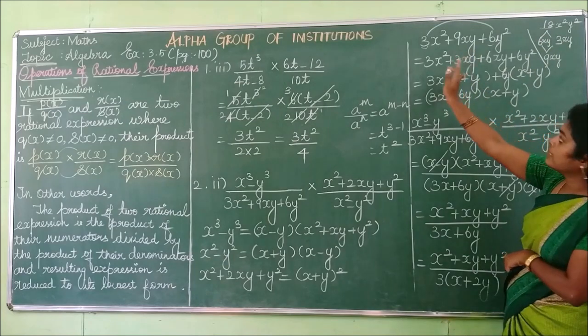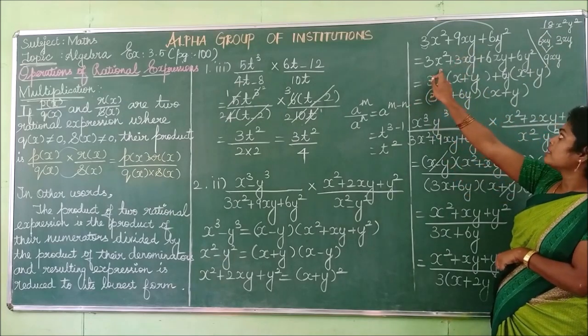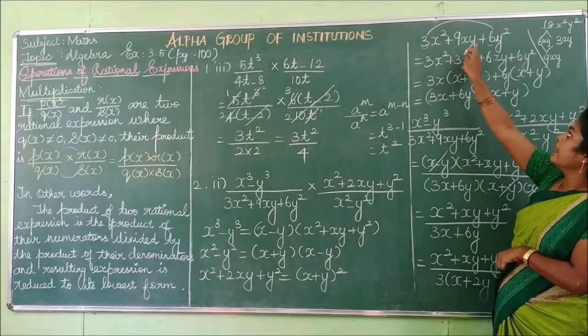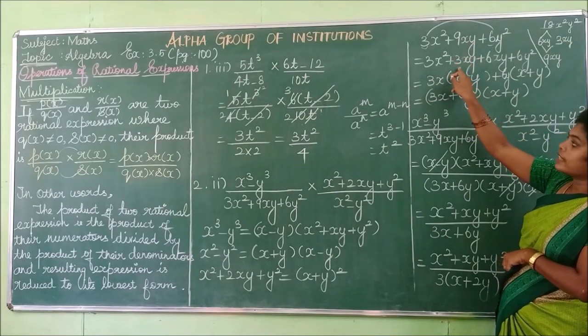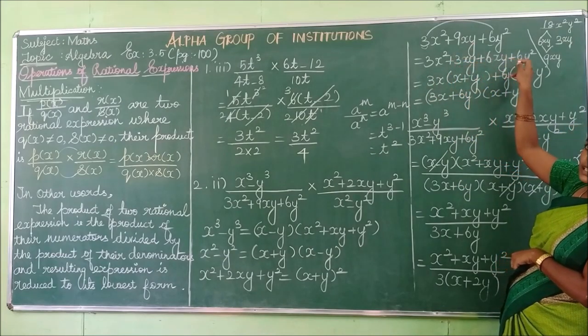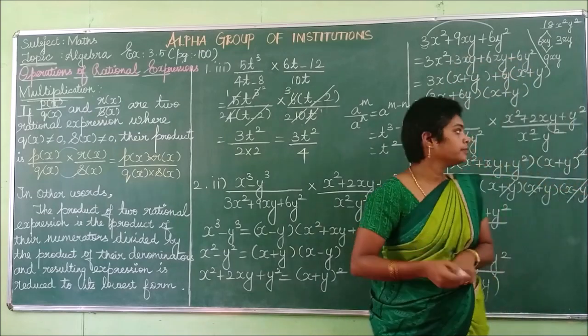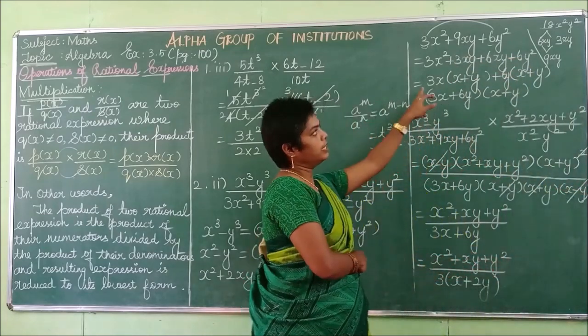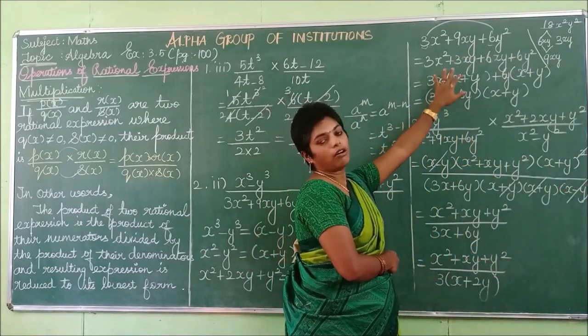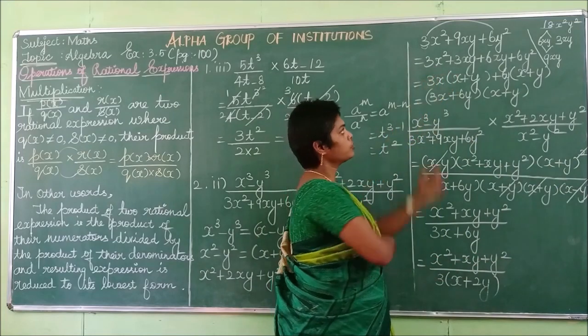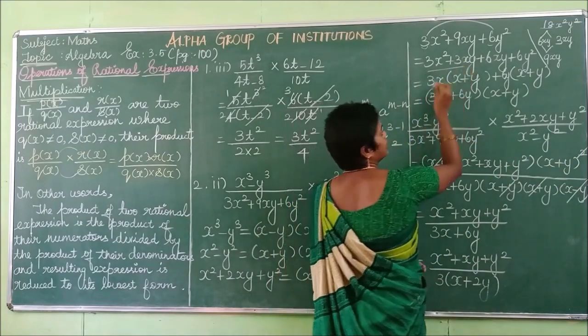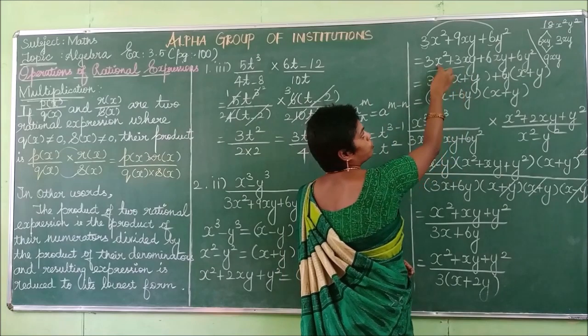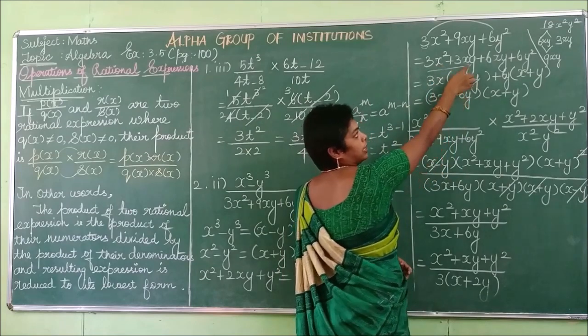So you separate this center term first. 3x squared plus this 9xy can be separated as 3x squared plus 3xy plus 6xy plus 6y squared. Then listen, this can be written as 3x. So you take common terms from these two terms. What is the common term? 3x into. The remaining term is here x, here y.